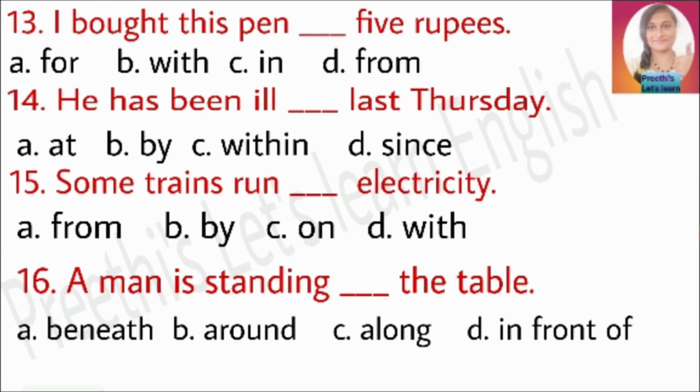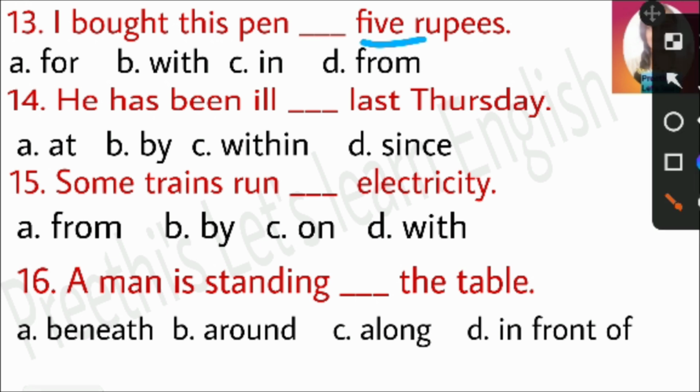Next. I bought this pen blank 5 rupees. So we have to see the options first. For, with, in, from. What would be the correct answer? Whenever there is a number in the question, we have to use for as a preposition. So the correct option is A, for. I bought this pen for 5 rupees.